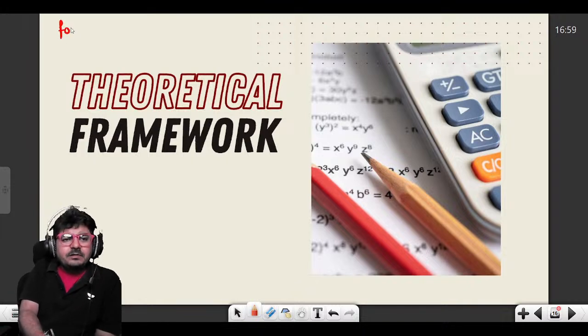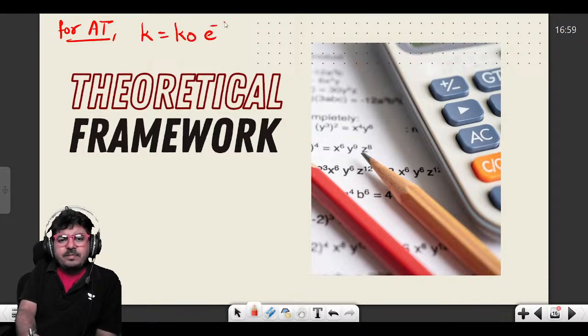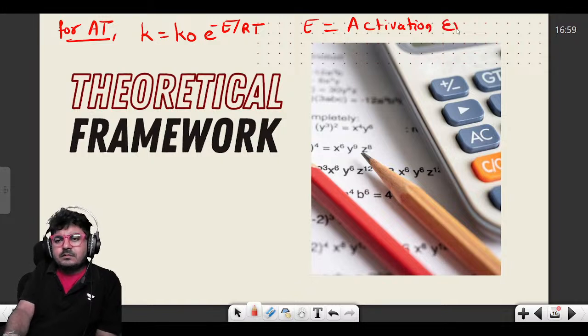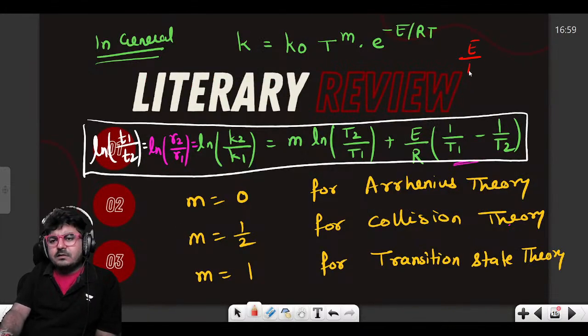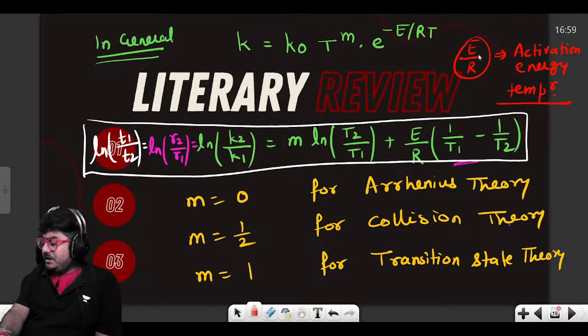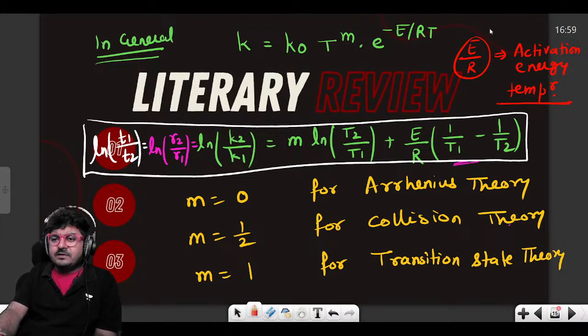For Arrhenius theory, we can write K as K naught e to the power minus E by RT, where E is the activation energy. You know that. And I hope you also know that this value E upon R is also known as activation energy temperature. If you see the units of this term E upon R, it will be Kelvin. So this is also known as activation energy temperature.